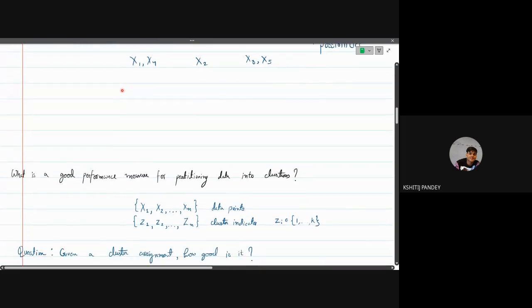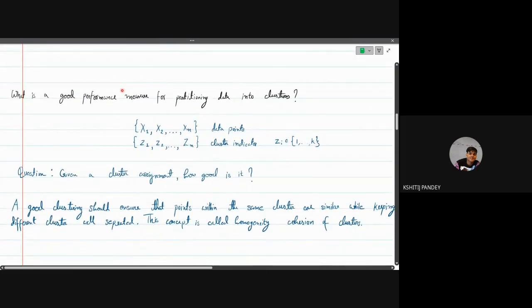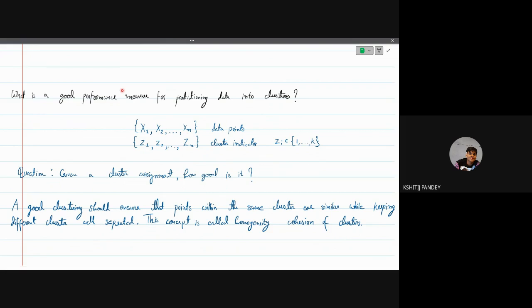So what is a good assignment? That's the question now. In a way, points belonging to a given cluster, let's say points belonging to cluster 1, they will be similar to each other, right?